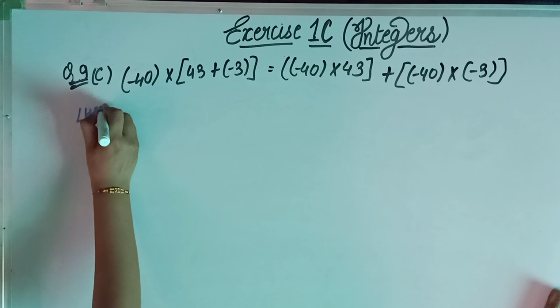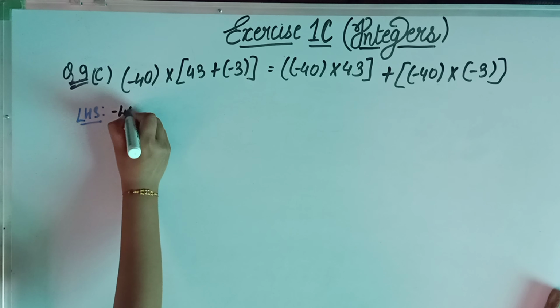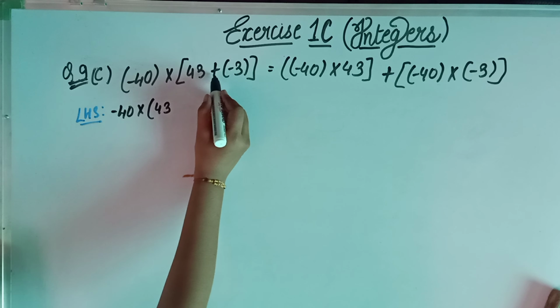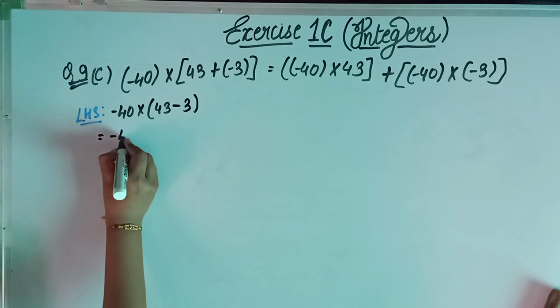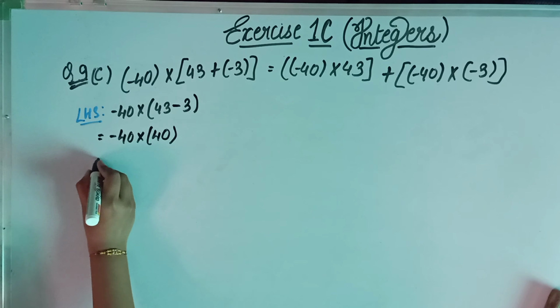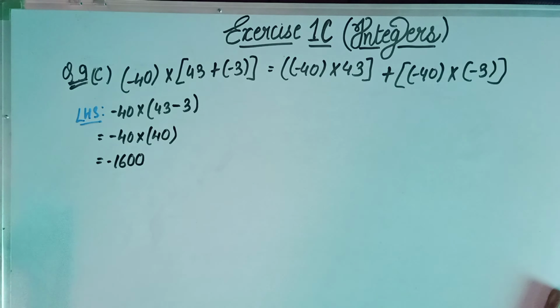So our LHS is this only. So we are going to solve this. So minus 40 multiplied by 43. Firstly we are going to solve this, plus minus minus 3. Okay. So 43 minus 3 will give you 40 only. 4 4s are 16. Here we need to put 2 zeros along with the minus sign, because plus minus minus.